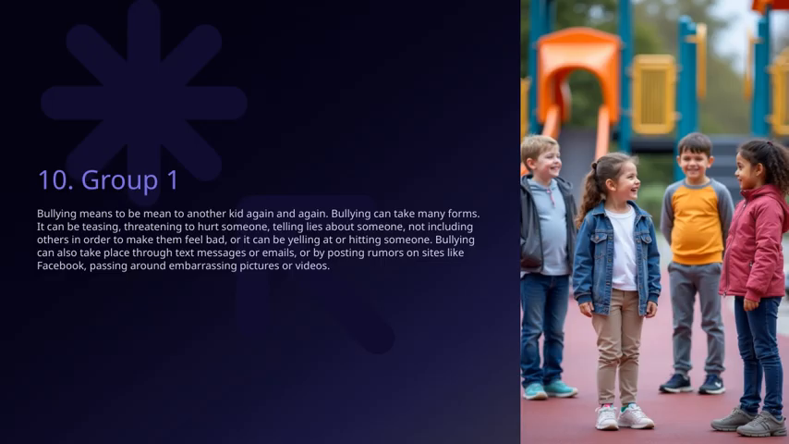It can also happen through yelling or hitting. And in today's digital world, it can happen through text messages, emails, or even on social media sites like Facebook. This can include posting rumors, sharing embarrassing pictures or videos, or passing around hurtful messages. Understanding these different forms helps us see how bullying can happen anywhere, whether in person or online. Recognizing these signs is the first step toward preventing it and creating a safer, kinder environment for everyone.